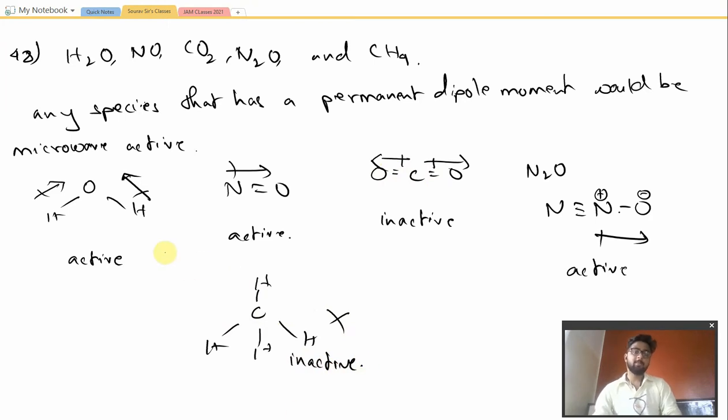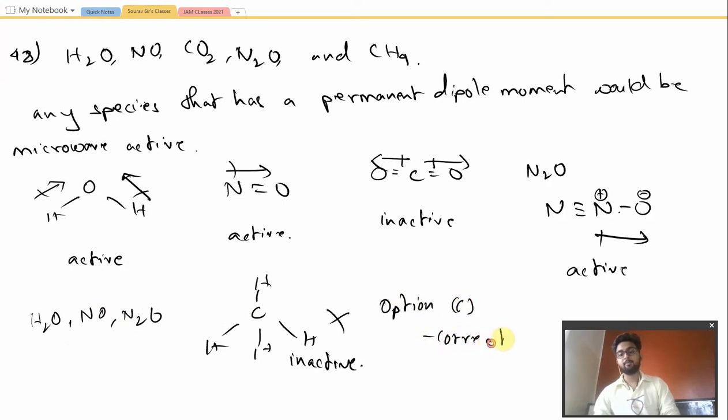So in the species we got three microwave active species, that is H2O, NO, and N2O. In the options you can see that NO, N2O and H2O are given in option C. So option C would be the correct one.